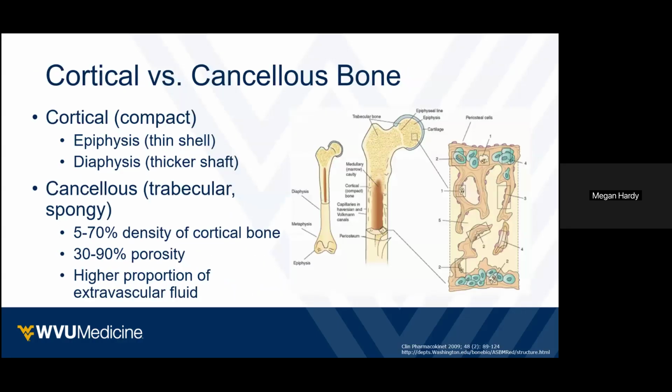So just taking a look at how big this difference between the cortical and cancellous bone is, just to highlight what I was talking about earlier. Cortical bone is a compact bone, made up of the epiphysis, the thin shell, and the diaphysis, the thicker shaft. The cancellous, or trabecular, or spongy bone has about 5 to 70%, so quite a variability there, the density of cortical bone, with 30 to 90% porosity. So once again, quite a big difference there, as well as a higher proportion of extravascular fluid. So you can see when this bone is homogenized, we don't necessarily get very accurate ideas of this penetration into bone.